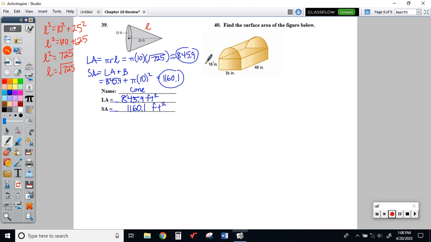And then finally, for number 40, it looks like finding the surface area of this figure below. We're going to have this rectangular prism on the bottom, so I'm going to refer to that as shape 1. And then we've got this half a cylinder up here, shape 2. However, this rectangle will not be visible.